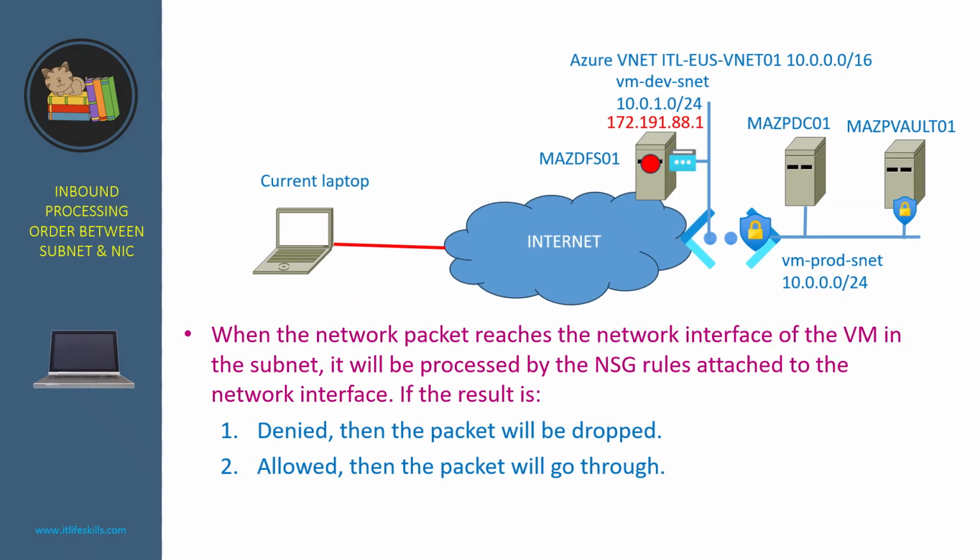When the network packet reaches the network interface of the VM in the subnet, it will be processed by the NSG rules attached to the network interface. If the result is denied, then the packet will be dropped. If the result is allowed, then the packet will go through.